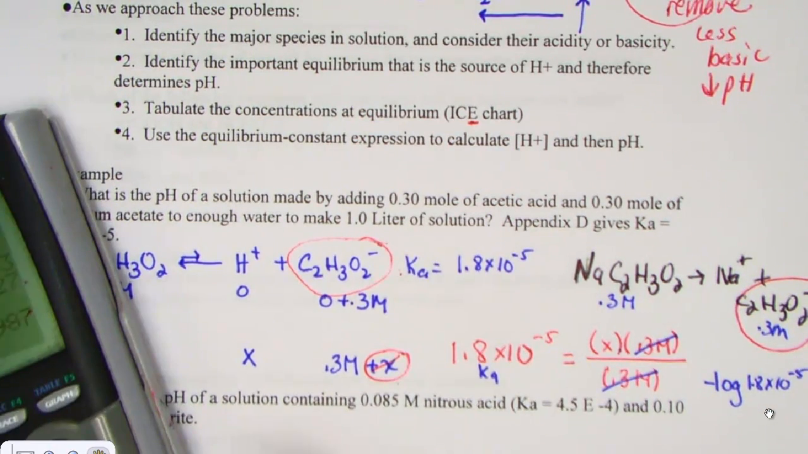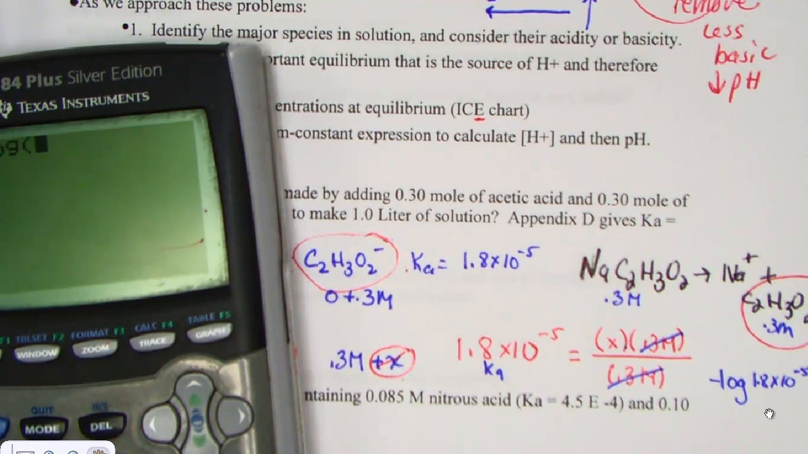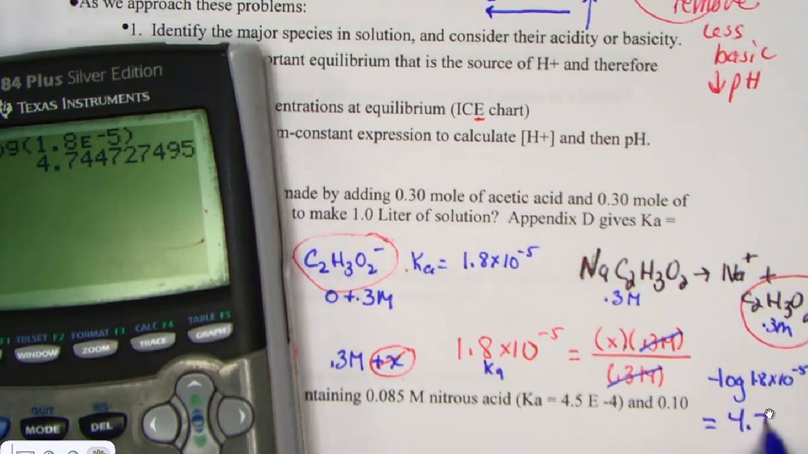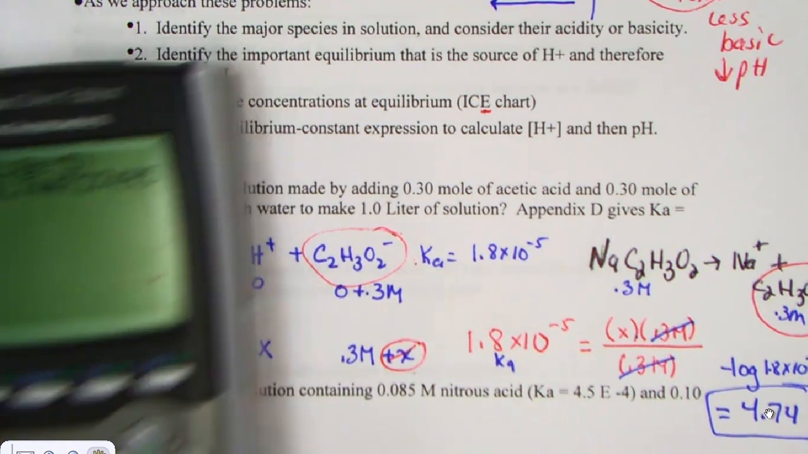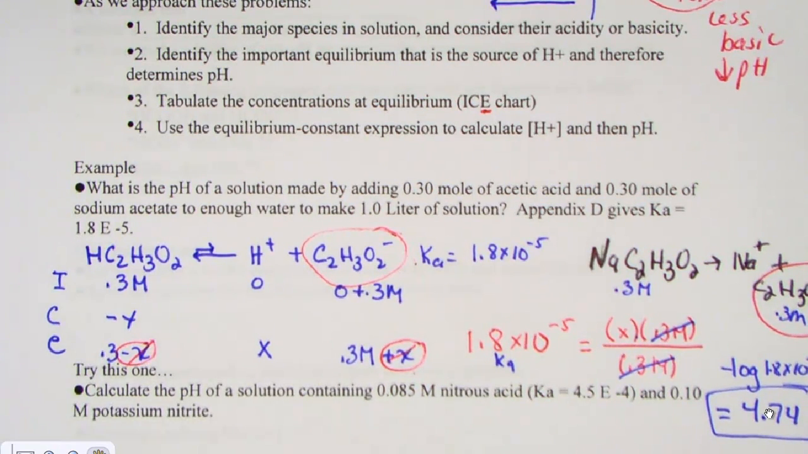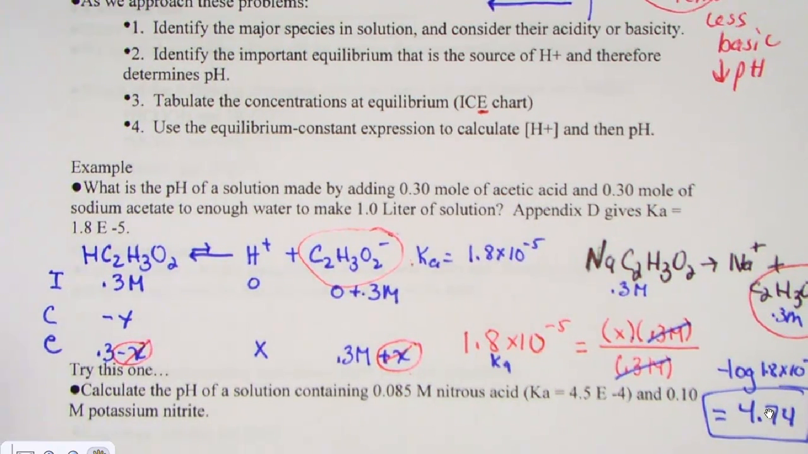So far I haven't hit my calculator, but when we hit negative log of 1.8 E-5, the Ka value for our acetic acid, our pH comes out to be 4.74 pH units. And does that number make sense? Yeah, it's a weak acid. We need to have that in the acid range of our pH scale.